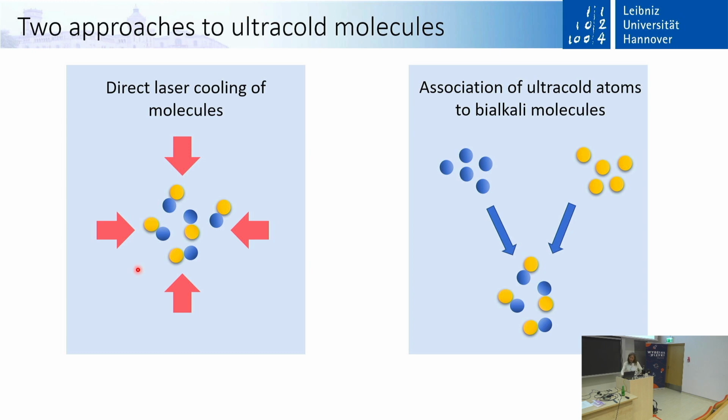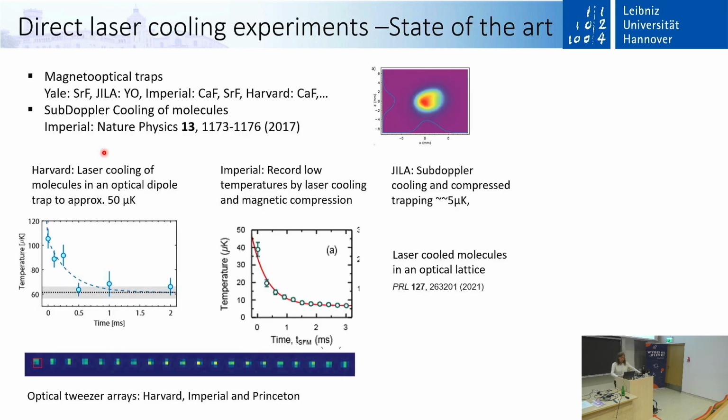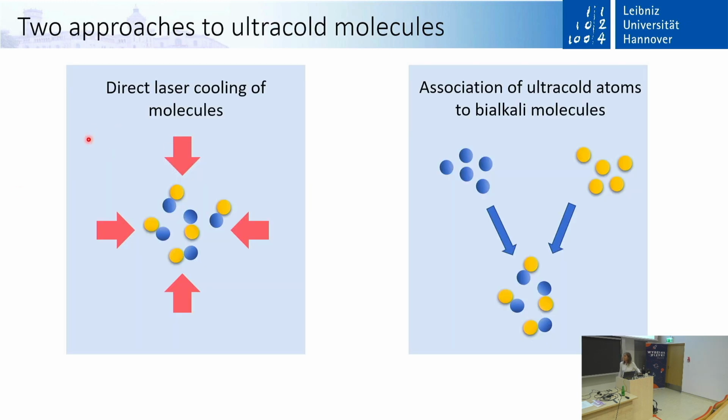In Hannover, we do have two experiments. One is a direct laser cooling experiment working with calcium fluoride molecules, and the second one is this association experiment of ultra-cold atoms to bialkali molecules, so the sodium-potassium experiment. Let me just give you a brief overview of what we are up to with this direct laser cooling experiment of molecules. We are interested mostly there in developing advanced cooling methods for the direct laser cooling of calcium fluoride.